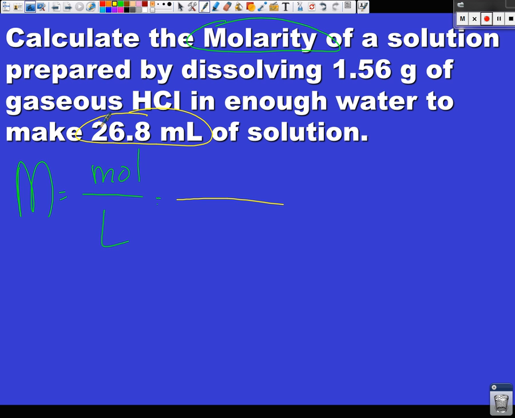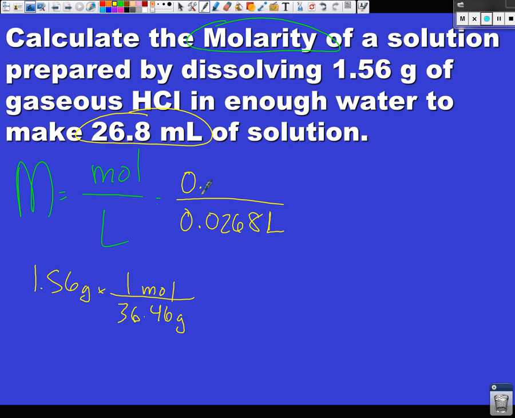What do you do with the decimal, which way? 3 to the left, right? So 0.0268 liters. And then the other one is 1.56 grams times 1 mole over 36.46 grams. Okay, which gives you a number of moles of what? 0.42. There's an extra 0 in there.